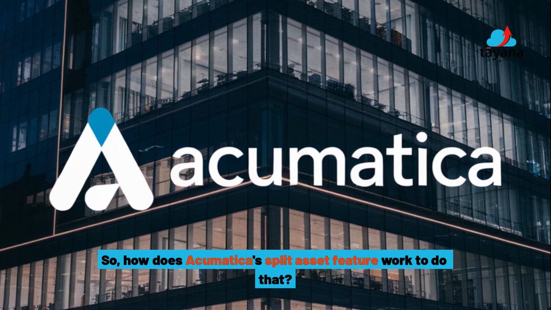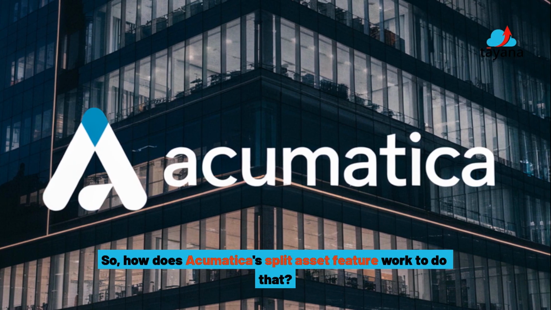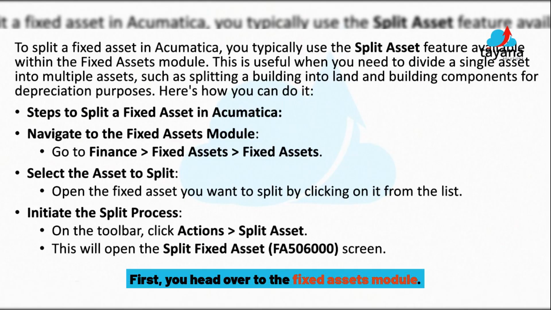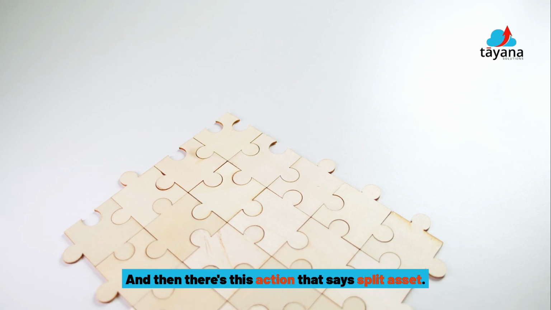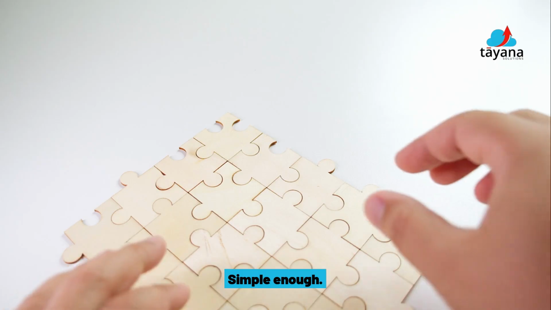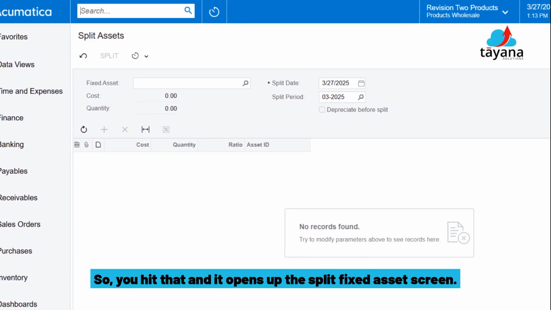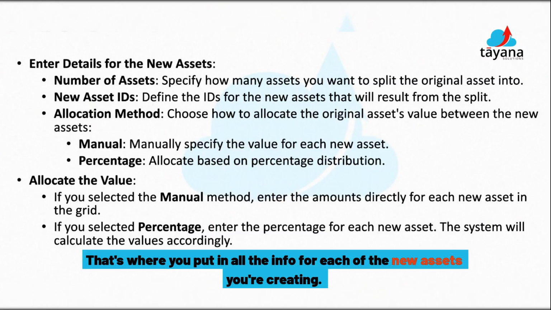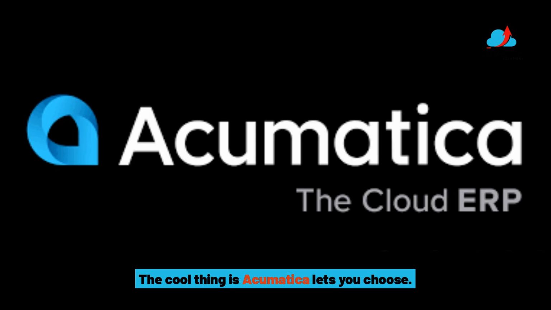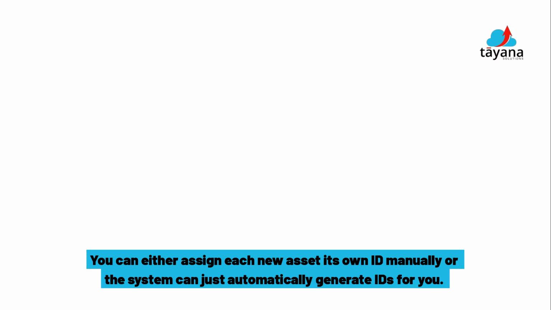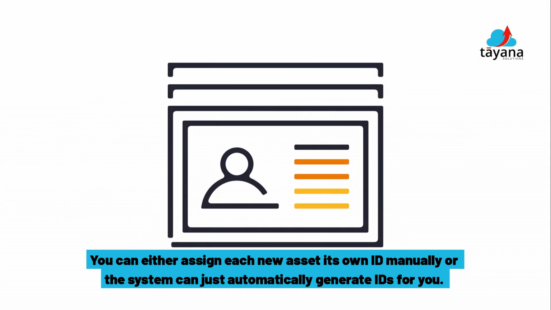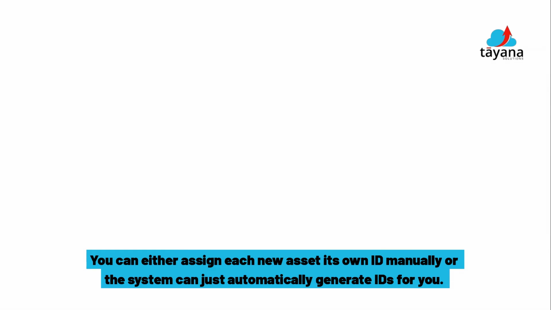Okay, so how does Acumatica's split asset feature work to do that? So, according to Mamta, it's a pretty straightforward process. First, you head over to the Fixed Assets module. Okay. Find the asset you want to split, click on it. Got it. And then there's this action that says split asset. Simple enough. Yeah, so you hit that, and it opens up this split fixed asset screen. And what happens on that screen? That's where you put in all the info for each of the new assets you're creating from the original. The cool thing is, Acumatica lets you choose. You can either assign each new asset its own ID manually, or the system can just automatically generate IDs for you. Makes it pretty flexible.